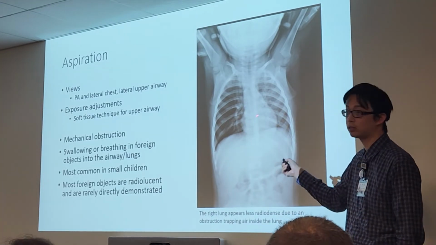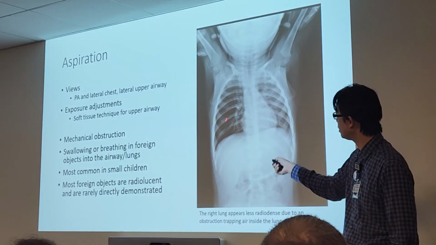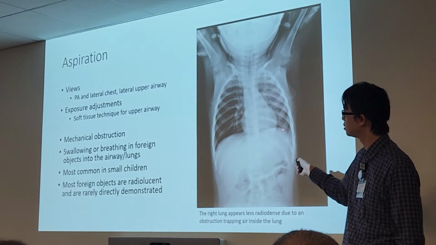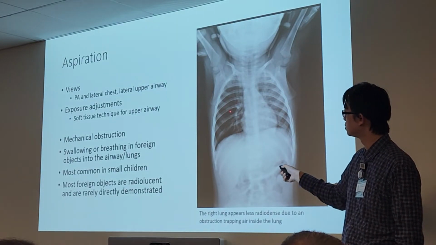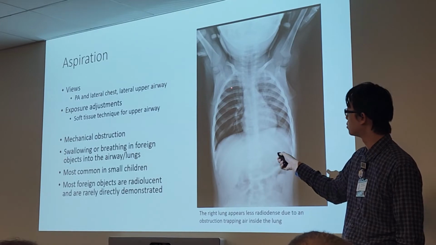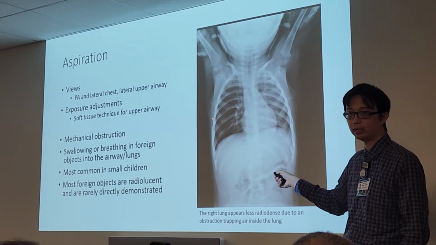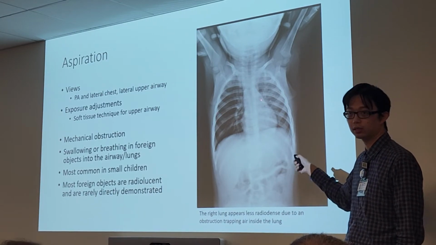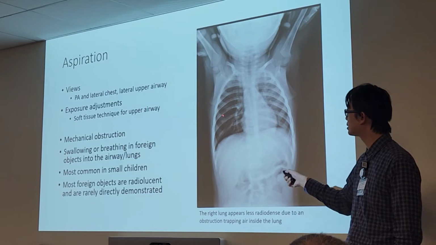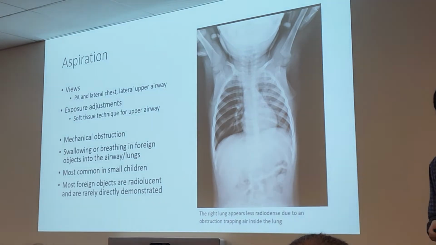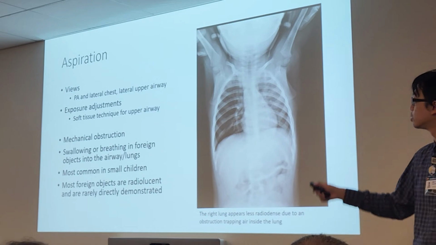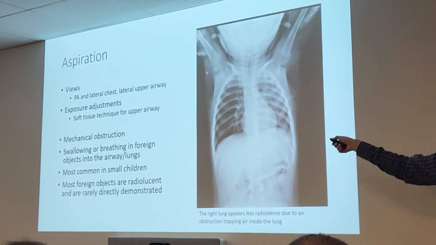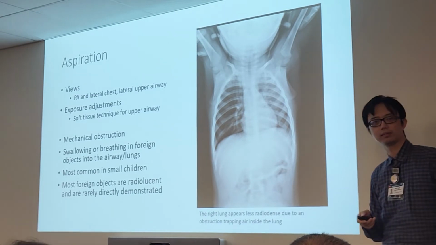So if you take a look at this X-ray right here, you look at the right lung, you look at the left lung. How does this lung appear compared to this one? They have more air. Right, so this right lung here looks more radiolucent than the left lung, correct? So which lung, or which side of the bronchi, do you think this foreign body is in? Right side. The right side, very good. So there's an obstruction somewhere here on the right side, which is trapping air inside the lung. Okay.